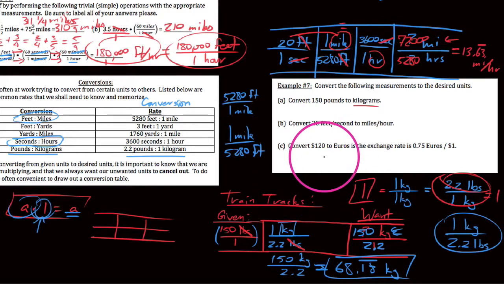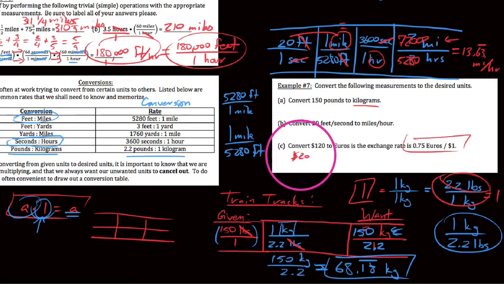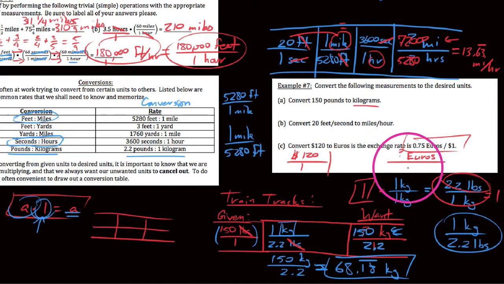So this last one down here, $120 to euros, and we have an exchange rate here I just gave us. So we say 3/4 of a euro per dollar. So let's go ahead and write down what we're given. We have $120, we're going to put this over 1. We say this is what we're given. We want to be left with euros. So euros, how many over 1?